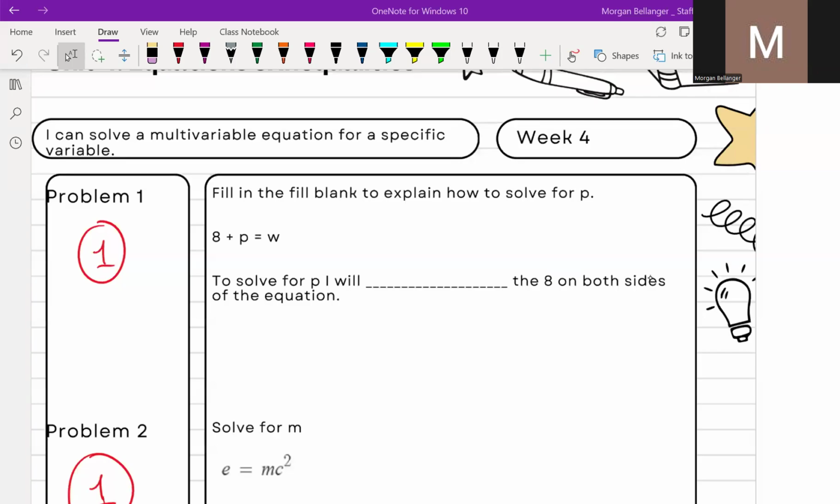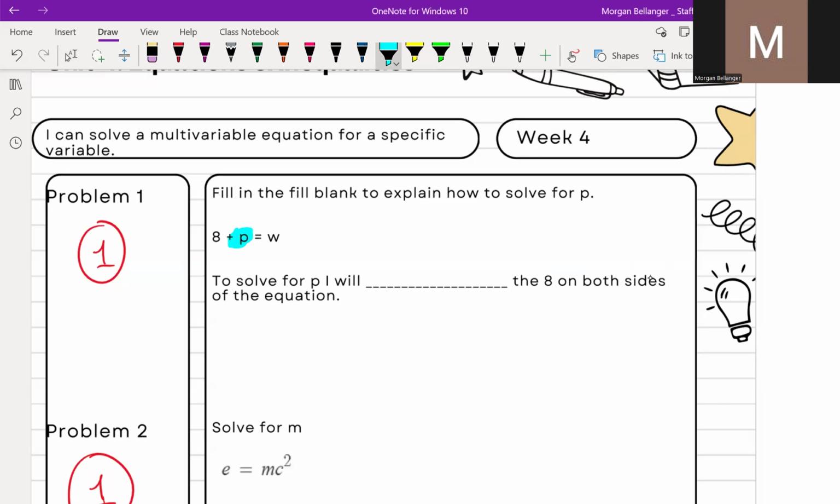All right, guys. So if you are in station one, you should be looking at this side of your page where it says problem one. It reads, fill in the blank to explain how to solve for P. And right now we have 8 plus P equals W. So right now we're going to try to get P by itself.